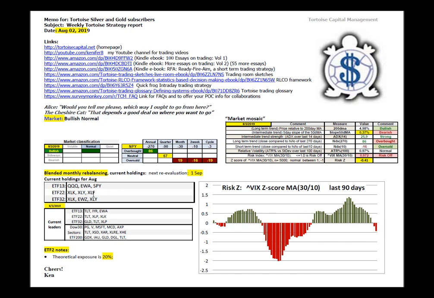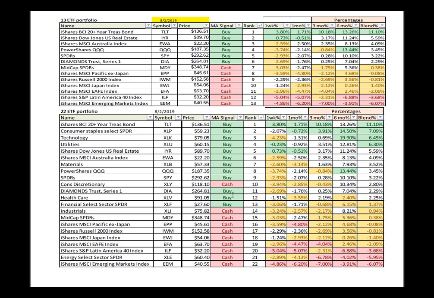Blended monthly rebalancing, you see the current holdings for August. Next re-evaluation on or about 1 September. Leaders going into the weekend here. And then theoretical exposure of the market model on ETF2 is down to 20%, with most of the symbols being on sell signals. Blended monthly rebalancing portfolios, you can see the 13 and the 22.